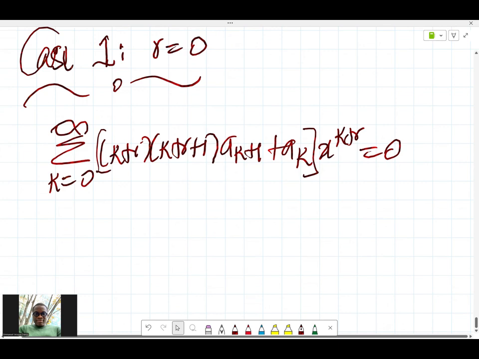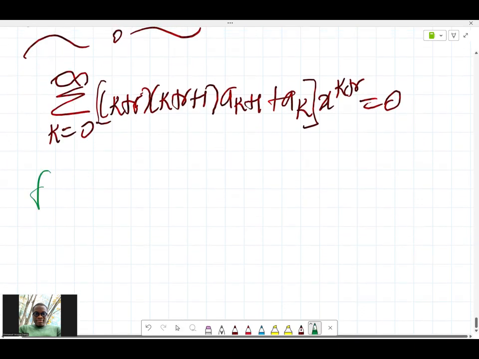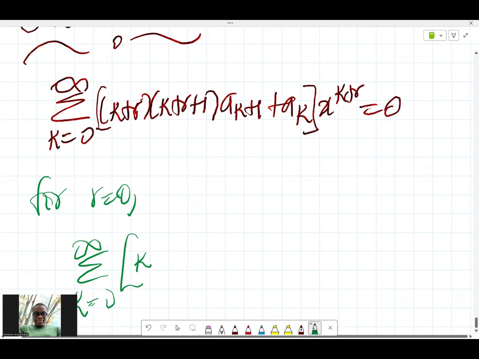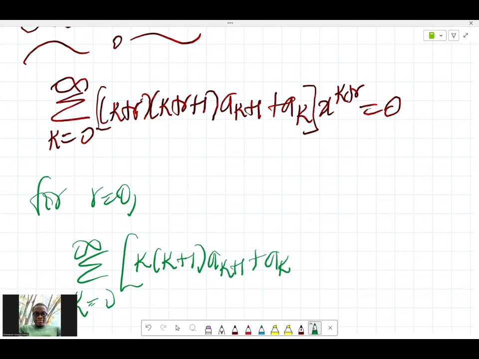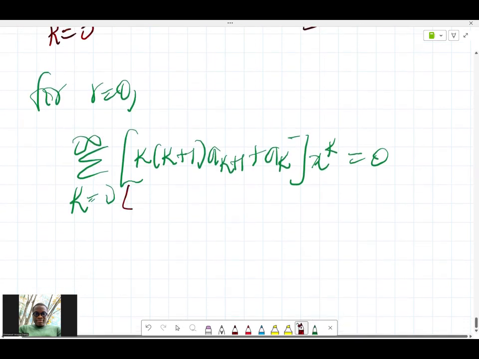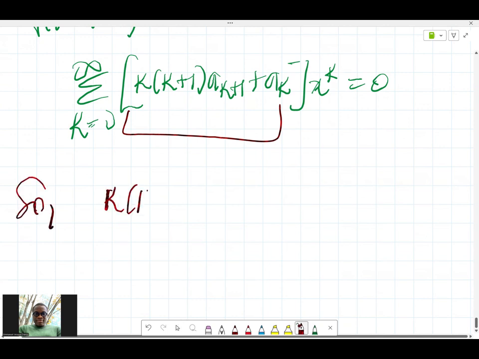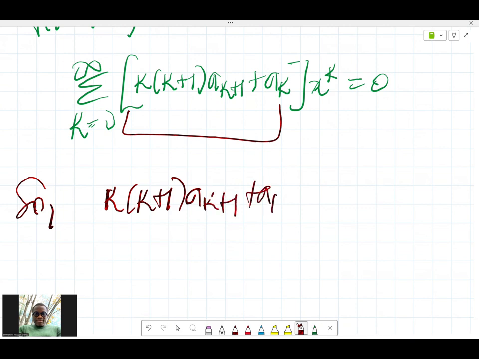So case one is where r is 0. For r equals 0 now, we can have summation from k equals 0 to infinity of, I'll just go straight, r is 0, so we have k into k plus 1, ak plus 1 plus ak, and x raised to power k equals 0. From what we've known, this whole thing has got to be 0 for us to get what we need here. So k into k plus 1, ak plus 1 plus ak is equal to 0.